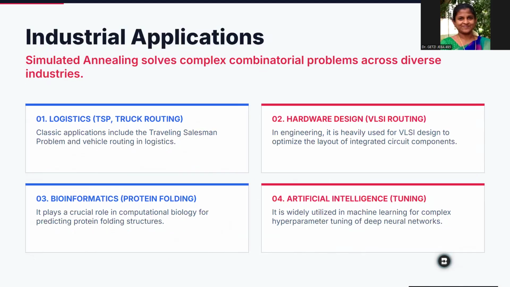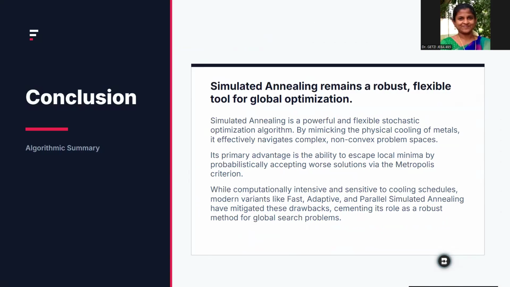So where is simulated annealing used? It is used in logistics for routing, in hardware design, VLSI routing, bioinformatics for protein folding, and artificial intelligence for tuning. In this chapter, we discussed simulated annealing. It remains a robust, flexible tool for global optimization. While it is computationally intensive and sensitive to cooling schedules, more variants like fast, adaptive, and parallel simulated annealing have been developed.